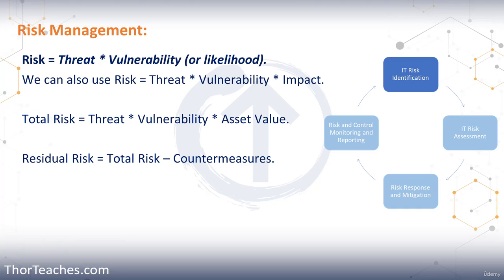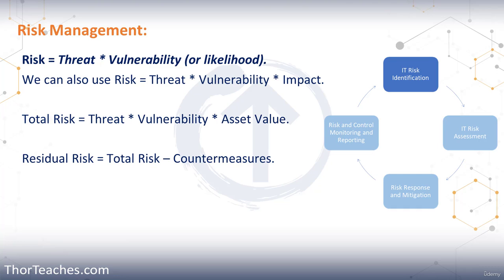And then to finish out the definitions, let's talk about total risk and residual risk. So the total risk is our threat times vulnerability, or the likelihood, and then the asset value. How much is this asset worth? And then once we have done our mitigation, we have implemented something, we have locked the door, then we have residual risk. That is the total risk minus the countermeasures.